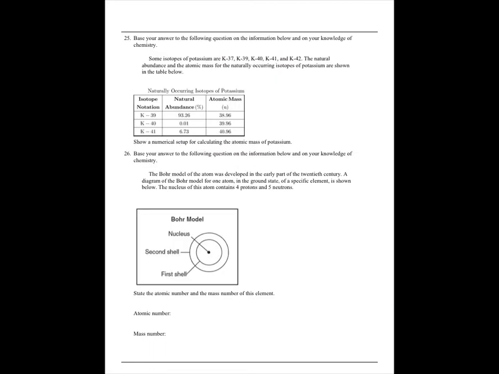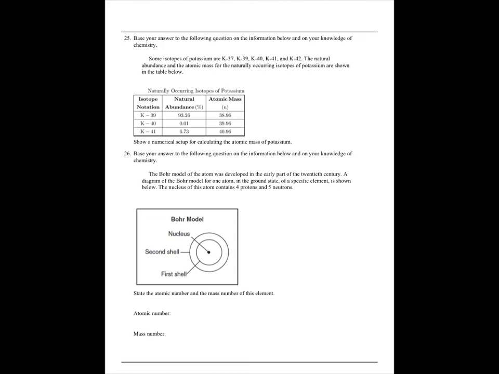Alright, number 25. Here we get isotopes of potassium, 5 different isotopes. So if you look at each of these isotopes, they're all potassium, K, K, K, K, K. But each of the numbers are different. They show different mass numbers, so the number of protons are the same, but neutrons are different. Okay, and so we need to show a numerical setup for calculating the atomic mass of potassium. So we're going to take all of these into account, naturally occurring. And so they only gave us 3 of the naturally occurring ones.